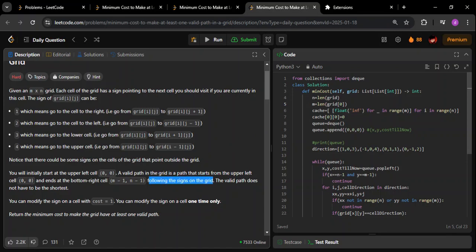Following the rules of the grid, the valid path does not have to be the shortest. Remember, this question is not at all about the shortest path. This gives you another hint that you need not worry too much about it being the shortest path. You can also see, this tells you that you can even try BFS. That is the first thing that I want you to capture. They are saying it need not be the shortest path. It just has to be a valid path.